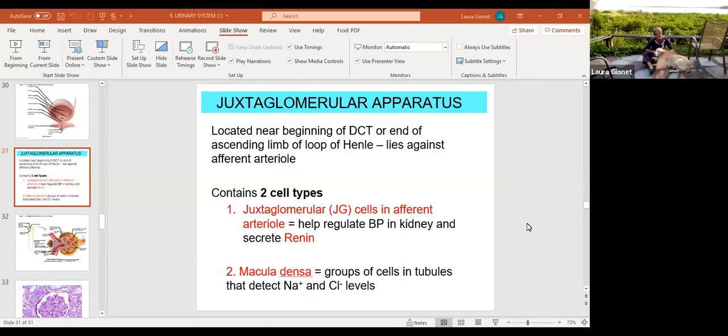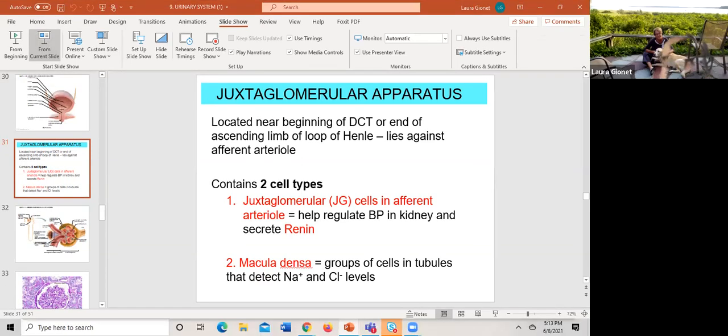Okay, so we're going to complete the urinary system, and this is primarily all physiology in this section. Primarily, toward the end, we talk, well, that's physiology too. We talk a lot about urinalysis. So let me put this in slideshow mode.